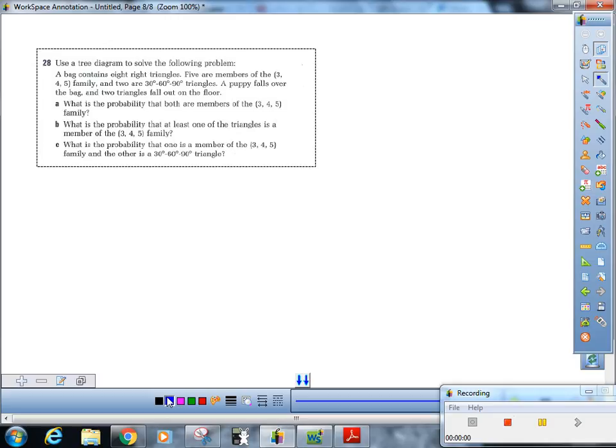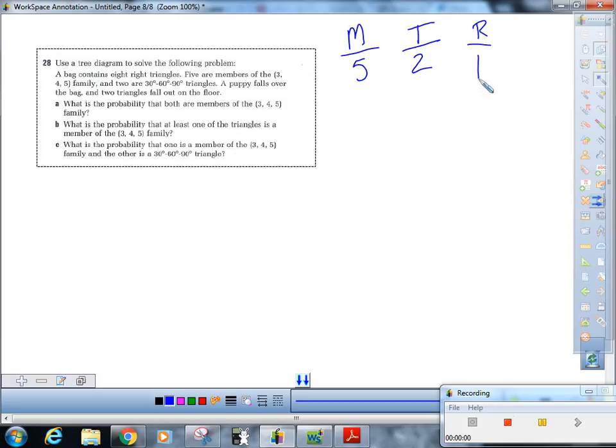5 of them are members of the 3, 4, 5, the Michael Jackson family. 2 of them are 30, 60, 90. So we got 5 M's, 2 T's, and we got 1 R. I guess the other one's just a random triangle. So I just assigned them letters that aren't the same thing. The puppy's always messing with my bags of triangles, dang thing.